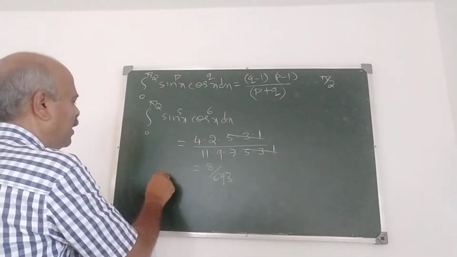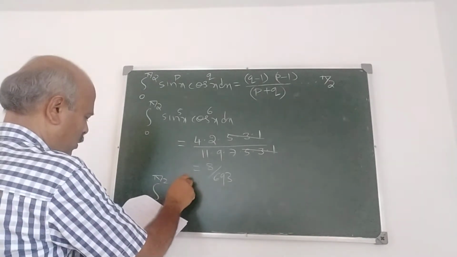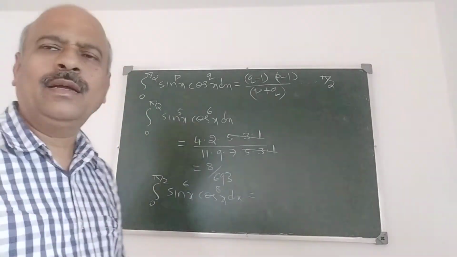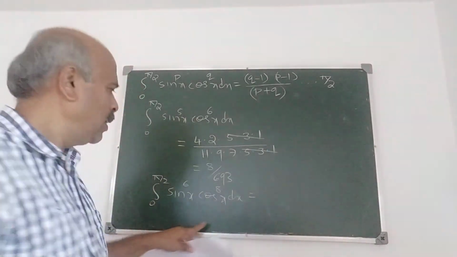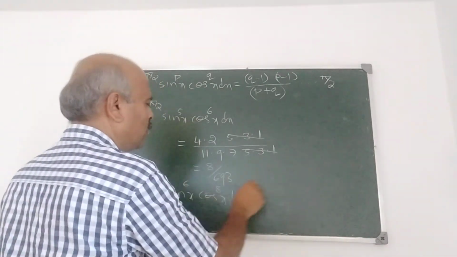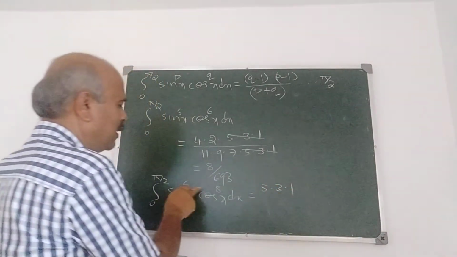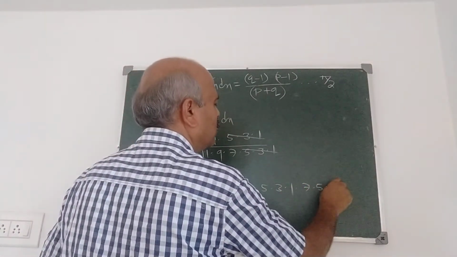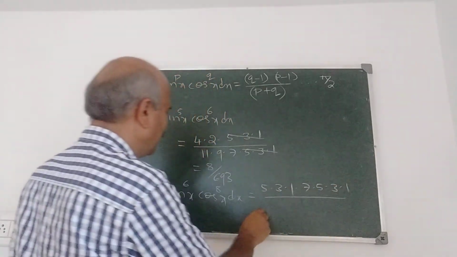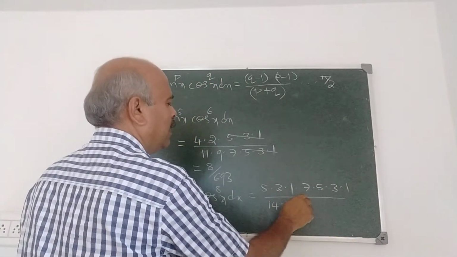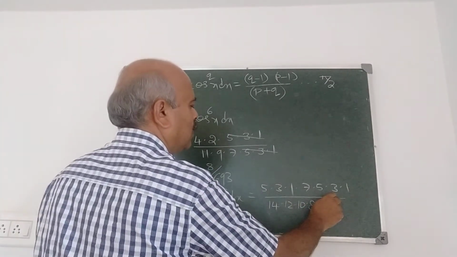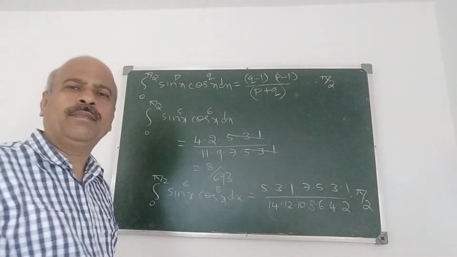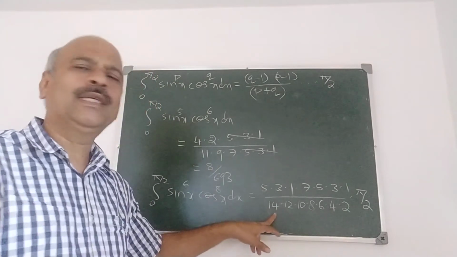One more, the integral from 0 to pi by 2 of sin x raised to 6 cos x raised to 8 with respect to x. How to apply the formula? I complete this problem. Here one starts from 5, 3, 1. Second starts from q minus 1. What is that? 7, 5, 3, 1. Denominator is 14, 12, 10, 8, 6, 4, 2, into pi by 2 because both are even. Now simplify this. This is the answer.